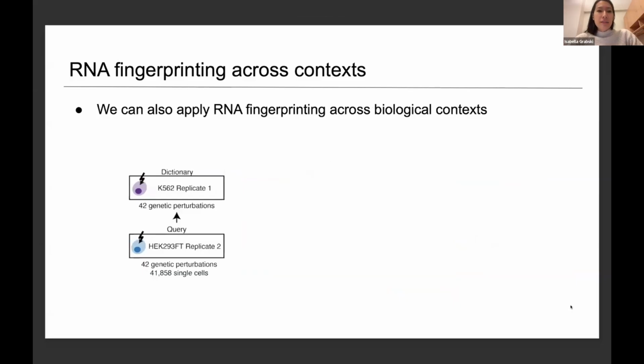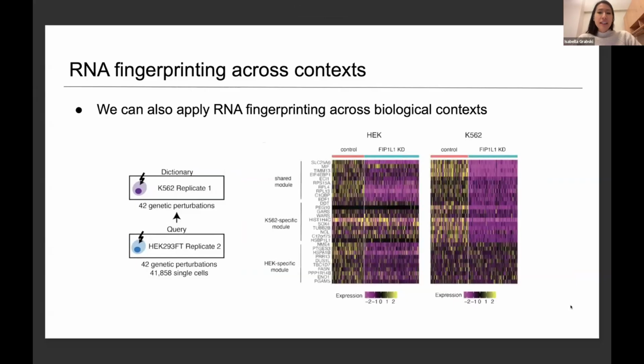We can also apply RNA fingerprinting across different biological contexts. Here, we try to map the exact same set of hex cells, but this time using a dictionary in K562 cells. These two cell types are quite different, and so for many perturbations like the one shown here, we have both common and cell type specific modules of expression, showing how challenging this problem can be.